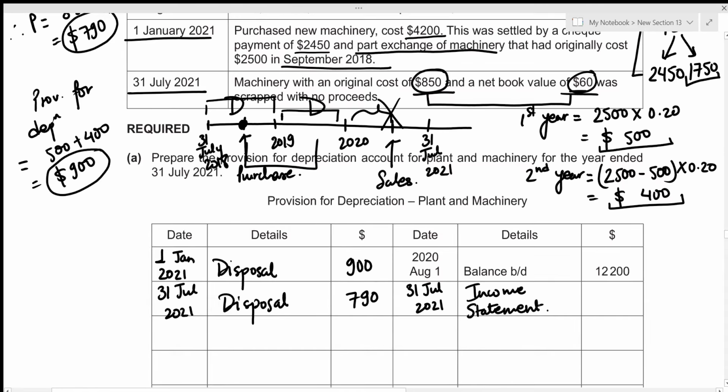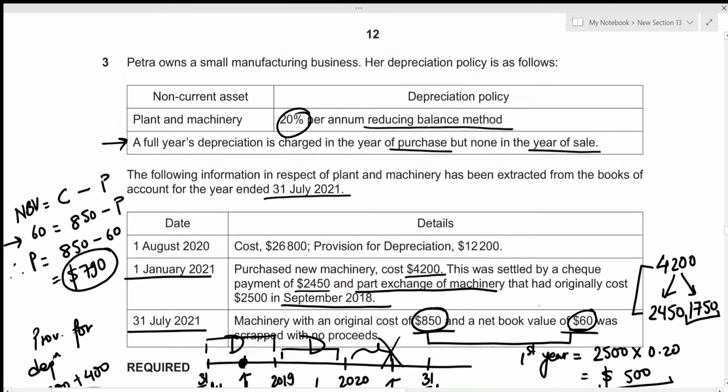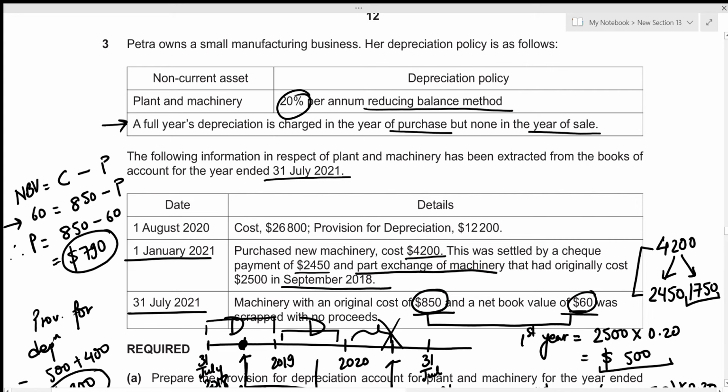Okay, since we know that the depreciation is to be charged using a reducing balance method, we first need to list down all of the cost of our machinery and then subtract the provision for depreciation from that particular cost and then apply the rate of 20%. So let's list our cost. So the opening cost was 26,800, right? Then we disposed of a machinery which had the cost of 2,500. So this should not be included anymore in this cost.